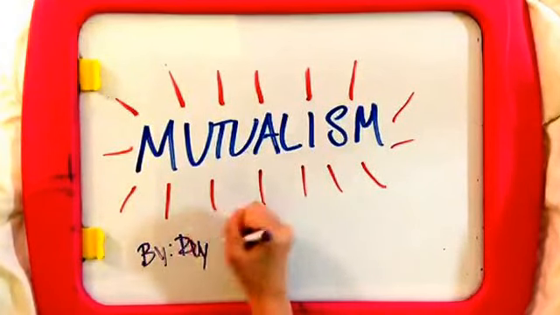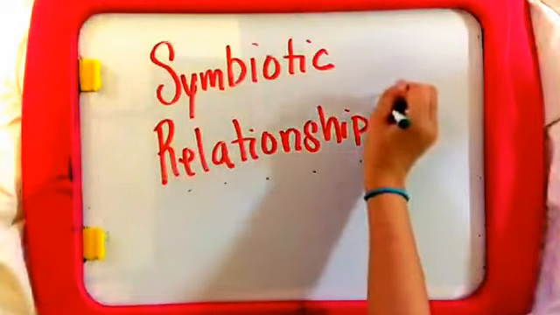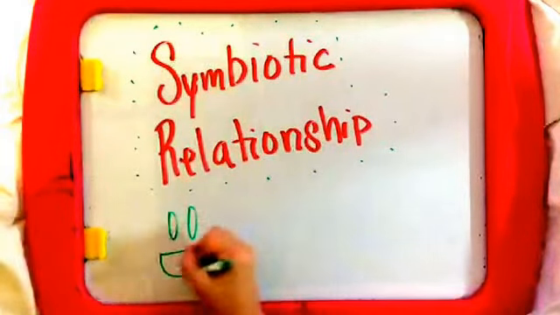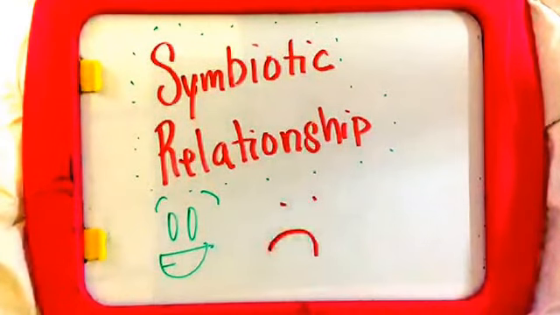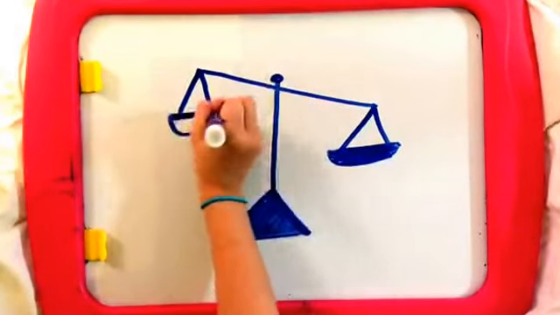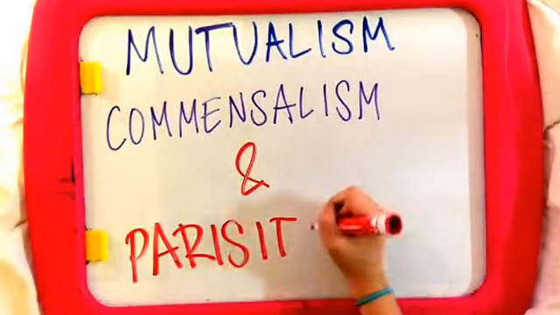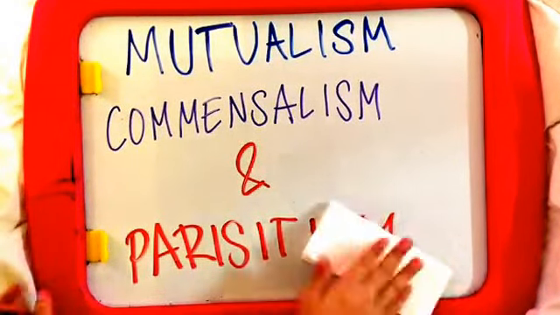Today we will be learning about mutualism. Mutualism is a symbiotic relationship. A symbiotic relationship is an interaction between species, sometimes beneficial, but sometimes harmful. These relationships are essential to many organisms and ecosystems, and they provide a balance that can only be achieved by working together. The three main types of symbiotic relationships are mutualism, commensalism, and parasitism.